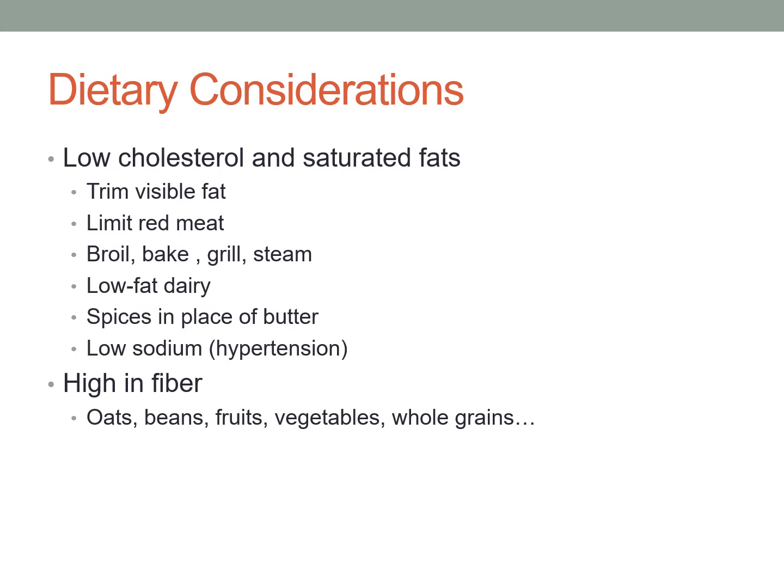Limit red meat, trim the extra fat that you see around meat, broil or bake instead of fried, low fat dairy, and use different spices, like Mrs. Dash in place of butter. Low sodium, again, you see I have hypertension there in parentheses because it's going to help hypertension as well as CAD. We need to increase our fiber: eat more beans, oats, fruits, vegetables, whole grains.